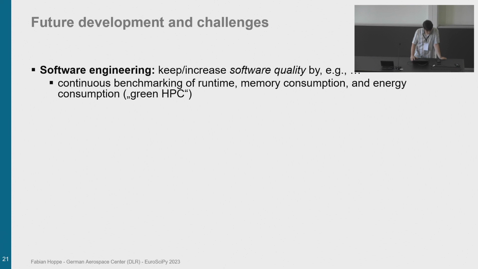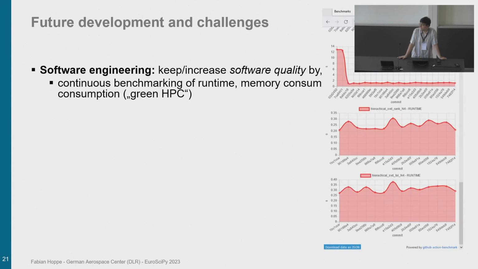Here the keyword would be green HPC. So what does continuous benchmarking of runtime look like? On our GitHub pages, you can see such diagrams for some routines. We measure the runtime for very small examples after each commit, and then you can see, for example, when we discovered an error in the reshape function, then the runtime improved significantly. That's quite interesting to watch.